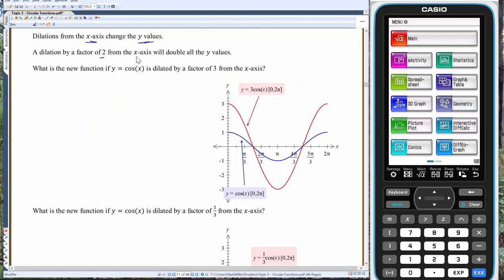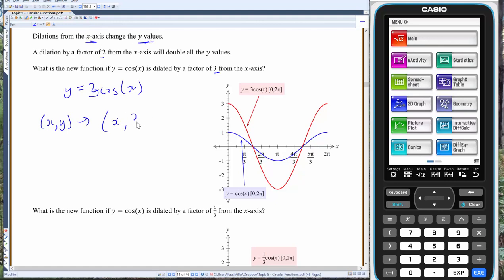So a dilation by a factor of 2 from the x-axis will double all the y values. So the new function here is going to be y equals 2 cosine x. Again, what I'm going to do is map 3, sorry, my bad. That should be a 3. So what I'm going to do is map this for once and once only. So dilations from the x-axis change the y values.